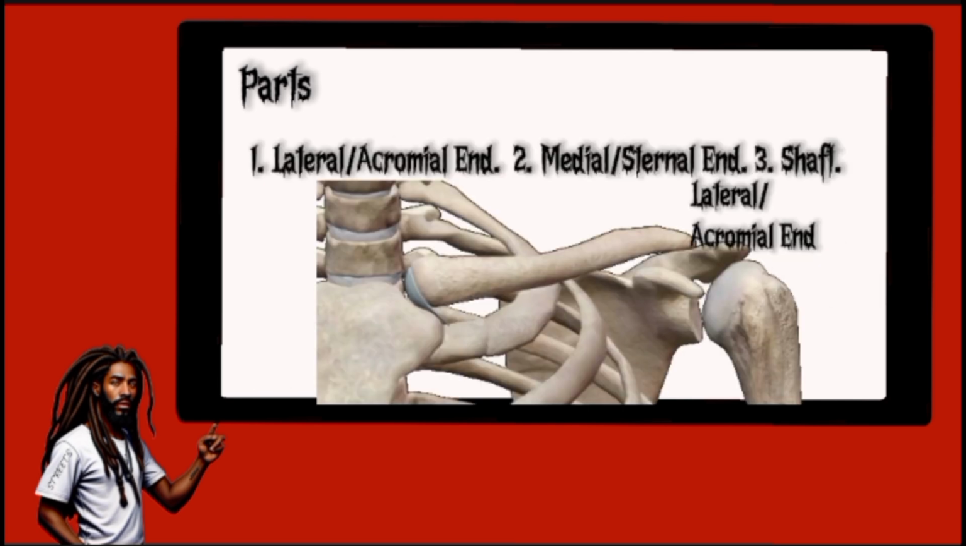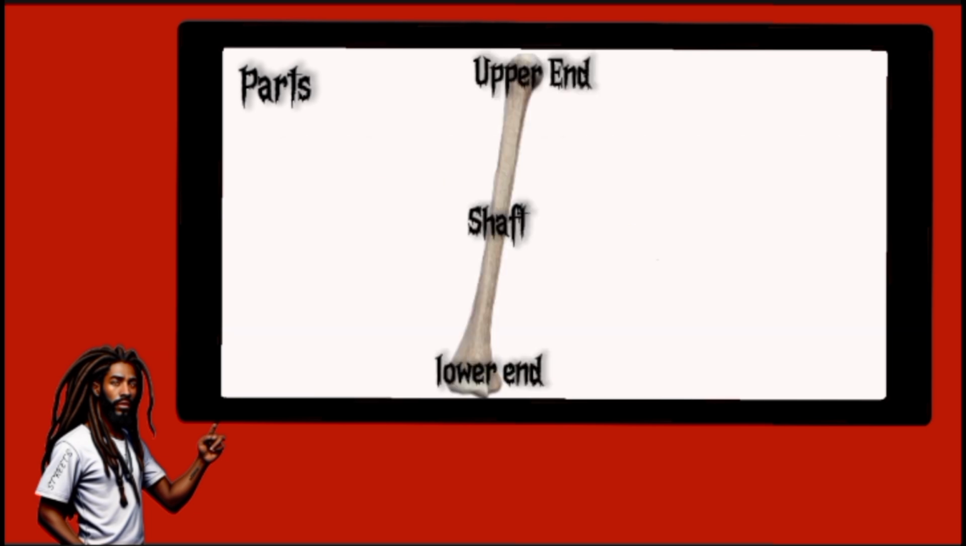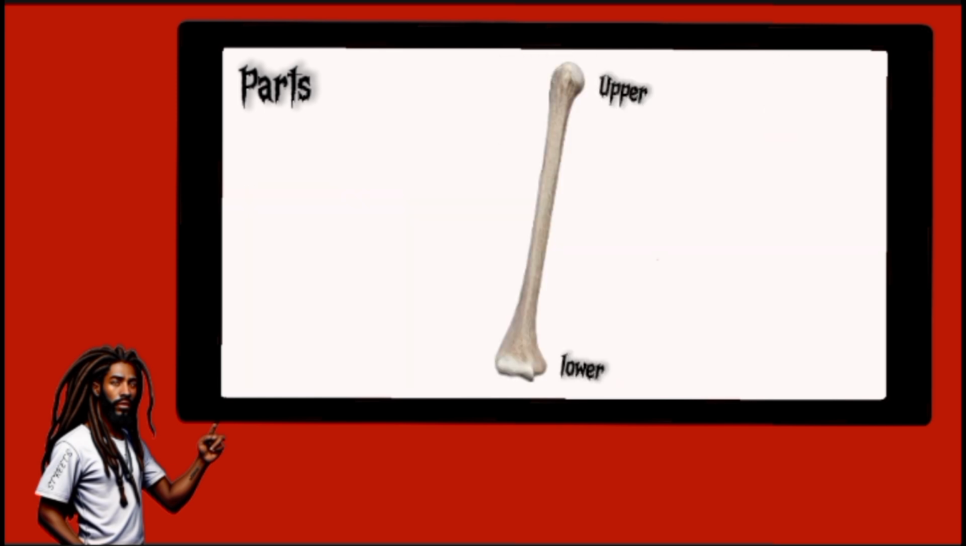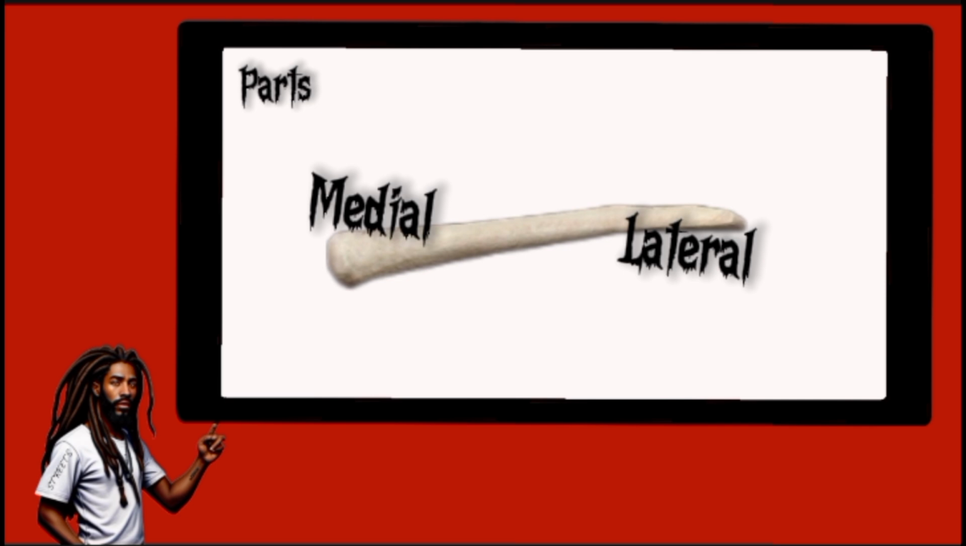So we get a lateral or acromial end, a medial or sternal end, and we can get the shaft in the middle. E just dey like many other long bones wey get two ends and a shaft in between. Most of them have upper and lower ends, except for clavicle. Why? Because clavicle dey horizontal, they dey vertical. So them they go get upper and lower end, but clavicle get medial and lateral end.